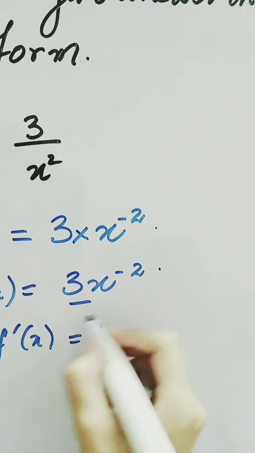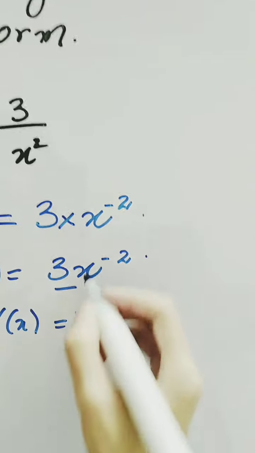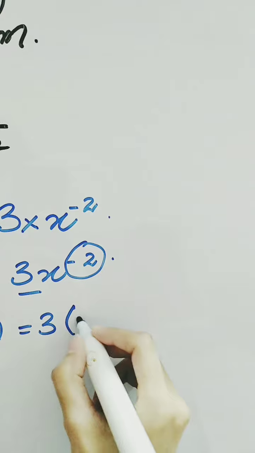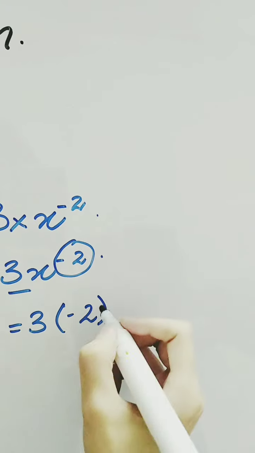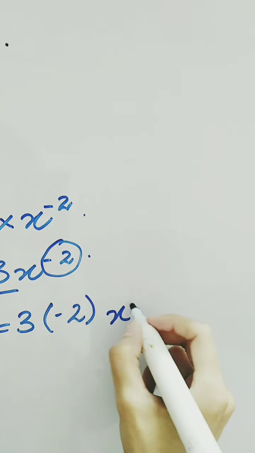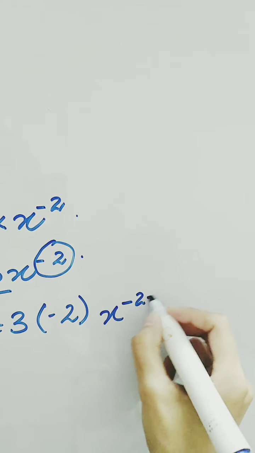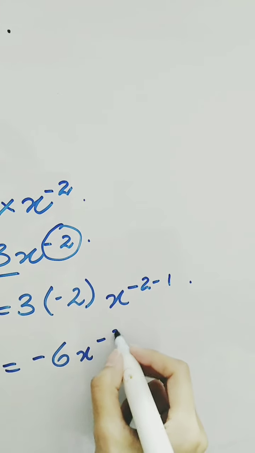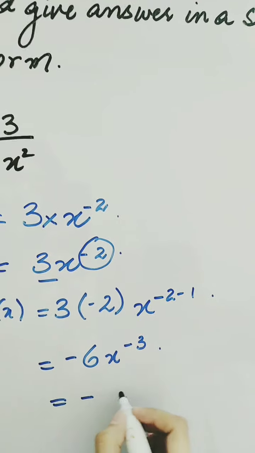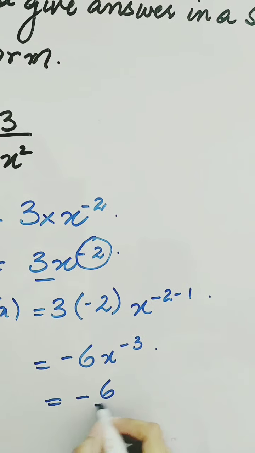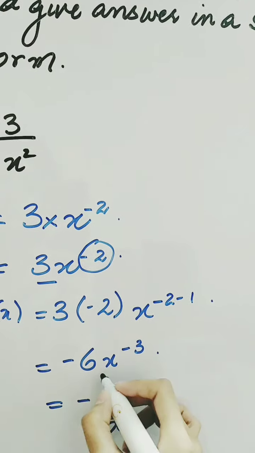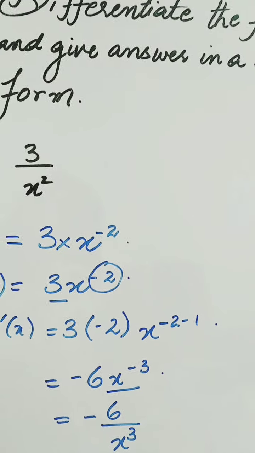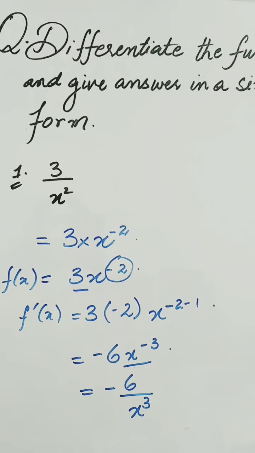constant remains as it is before the variable. So we write it here, and the power gets multiplied with this constant and the value is subtracted. So we have minus 6 x raised to the power minus 3, and finally we write it as 6 over x cube as we shift this x again into the denominator. So this is the answer of our given function.